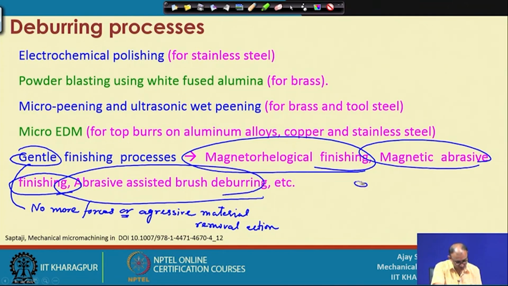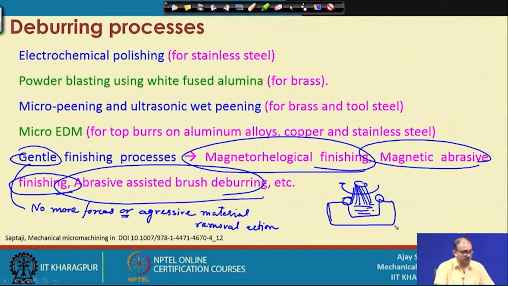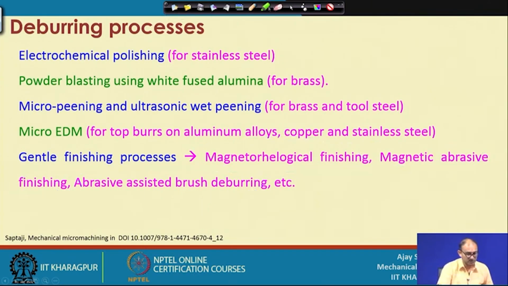Suppose you have one brush, right, and this is your component. You put one abrasive slurry here at this location, and then you rotate this brush at a high velocity. This particular brush will impart some velocity to these abrasive particles, and these particles will strike all the surfaces. But you also have to make sure that these particles do not damage the features or the different surfaces of the machined component. So, these are the different ways of doing deburring operations, and this is how we can reduce burrs.